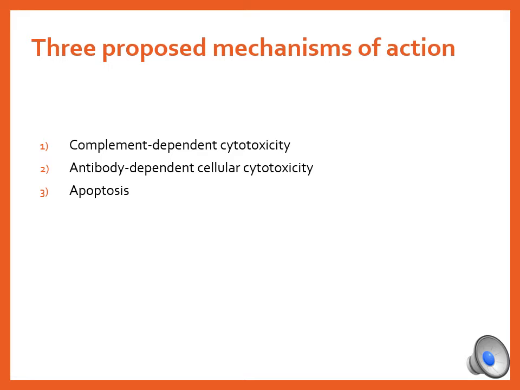Although the exact etiology of B cell depletion is unknown, 3 different mechanisms of action have been suggested. The first one is complement-dependent cytotoxicity. The second one is antibody-dependent cellular cytotoxicity. And the third one is apoptosis.